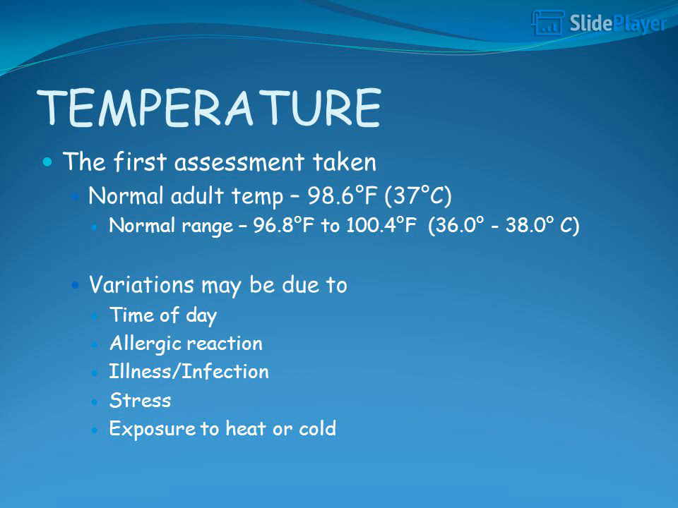Formula conversion, F to C to F. Fahrenheit to Celsius: degrees Fahrenheit minus 32, divided by 1.8, equals degrees Celsius. Celsius to Fahrenheit: degrees Celsius times 1.8, plus 32, equals degrees Fahrenheit.